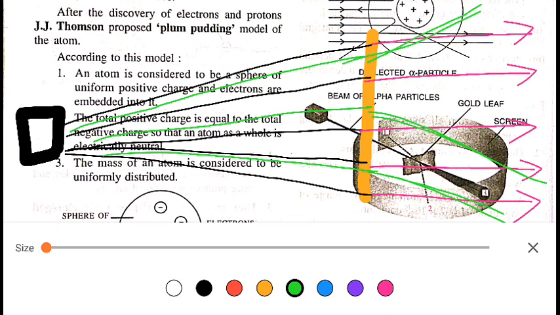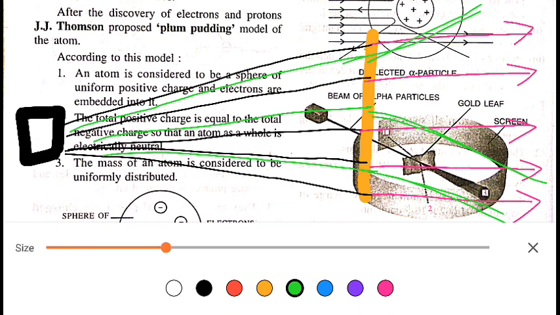Next, what he observed: a very few, meaning 1 in 10,000 of the alpha particles. What he means to say here is, if we are bombarding 10,000 alpha particles on this foil, at that time only one of them is bouncing back at 180 degrees, or we can say that it is completely bouncing back at a large angle, just like this.